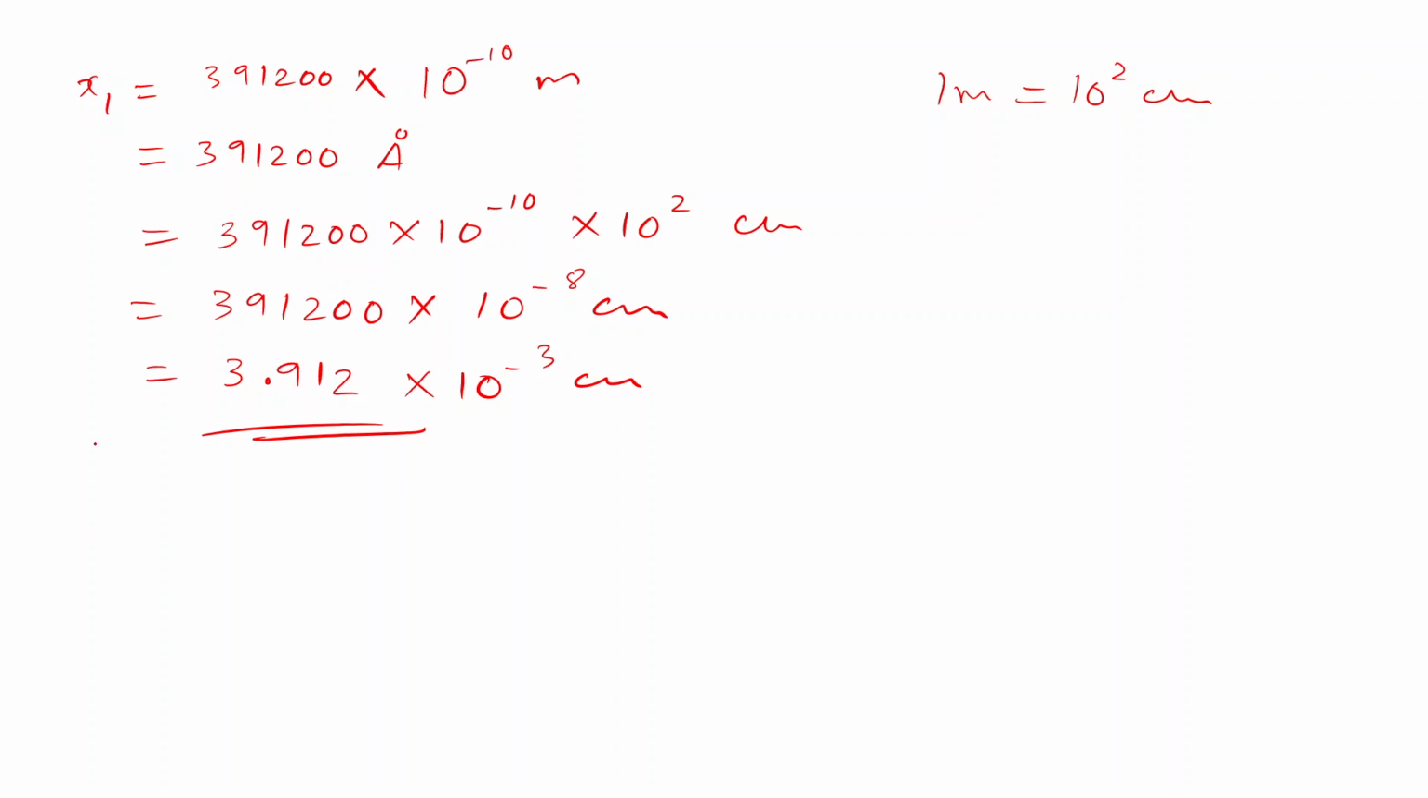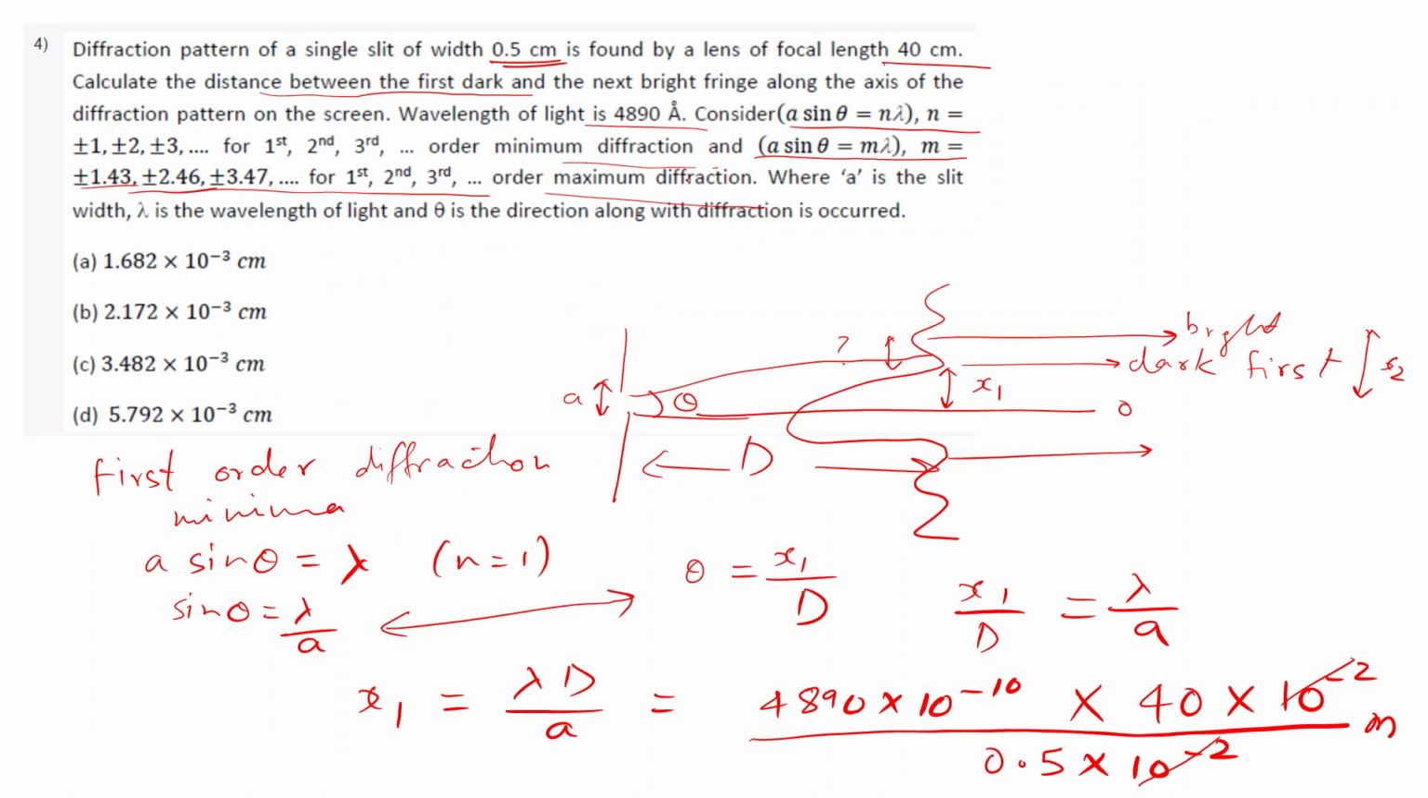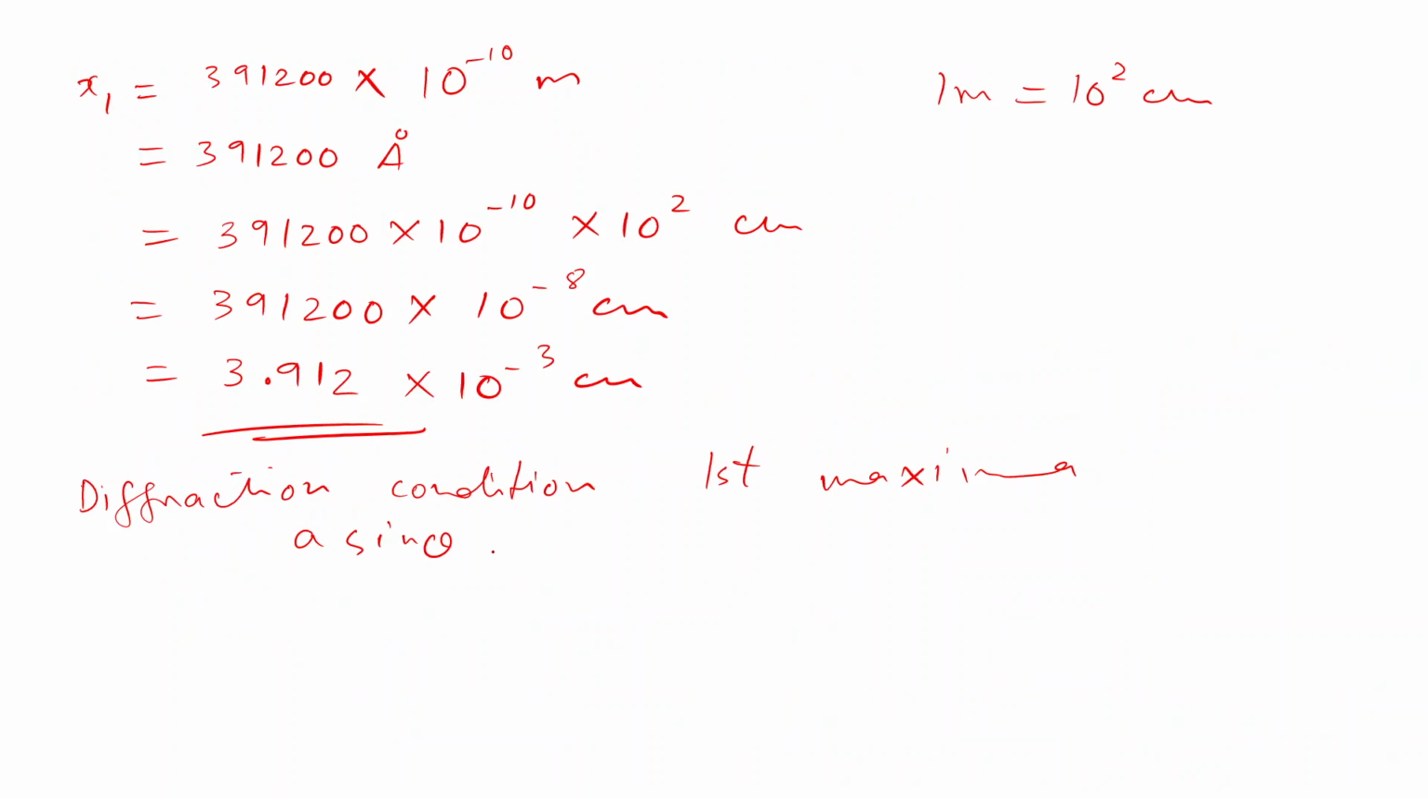Now I need to find the position of the first maxima, apart from the central maxima. The diffraction condition will be a sin theta, as given in the question. We have been given the maximum or bright fringe. The condition is a sin theta = m lambda, where m is plus minus 1.43, and so we will take this plus minus 1.43.